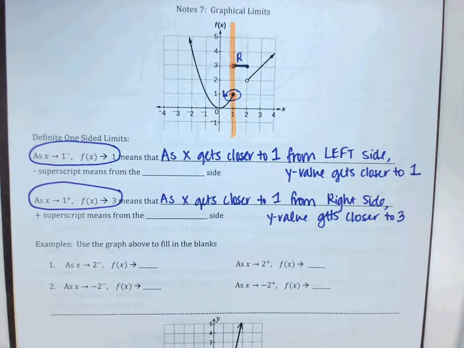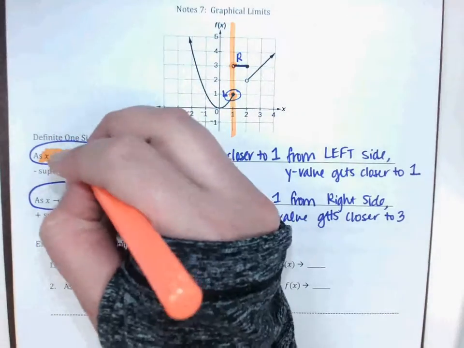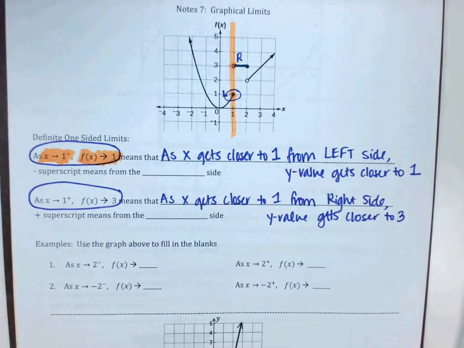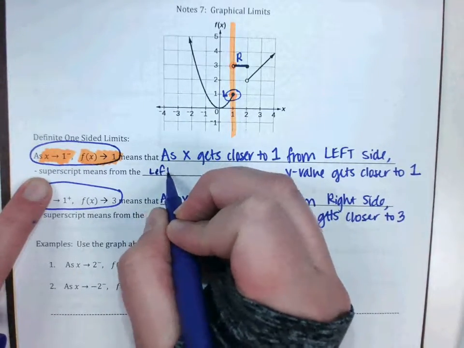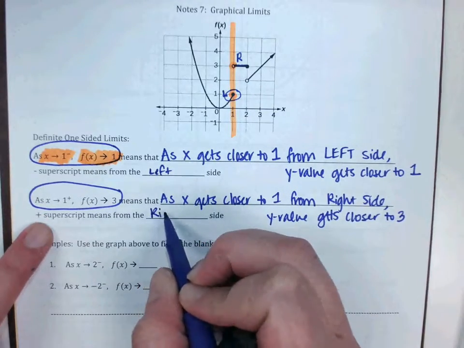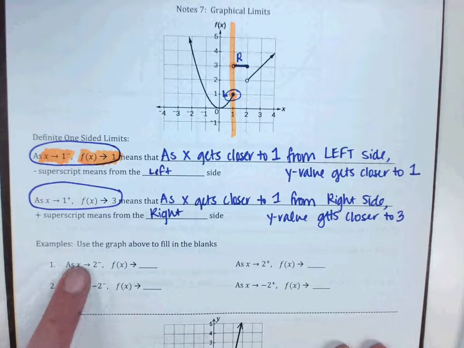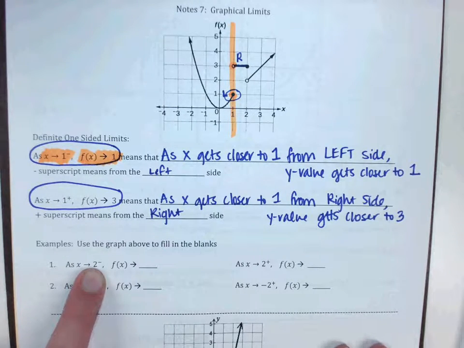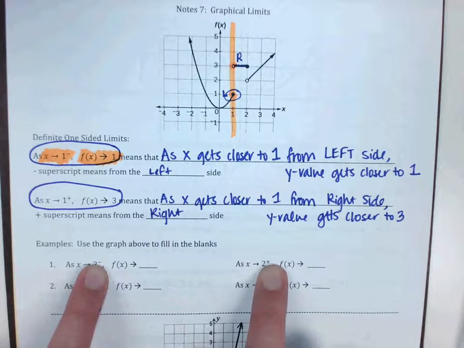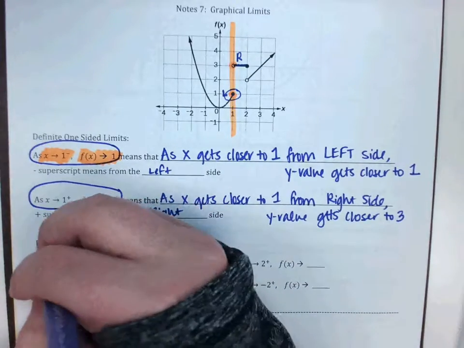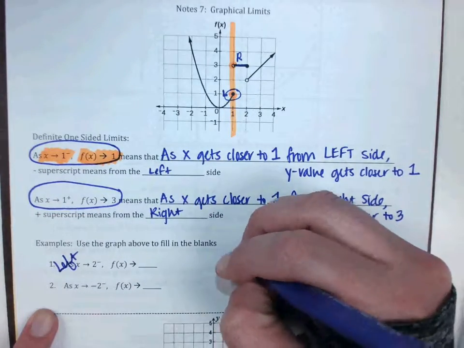So this is what your x is doing. This is what your y is doing. And then remember that the little minus superscript means left side, and the little plus superscript means right side. Now we're going to do like 1,000 of these, to make sure that you got it. So look at the example below. I want x to approach 2. Little minus sign from which side? Then x approach 2 with a little plus from the right. So this is the left side. This is the right side.